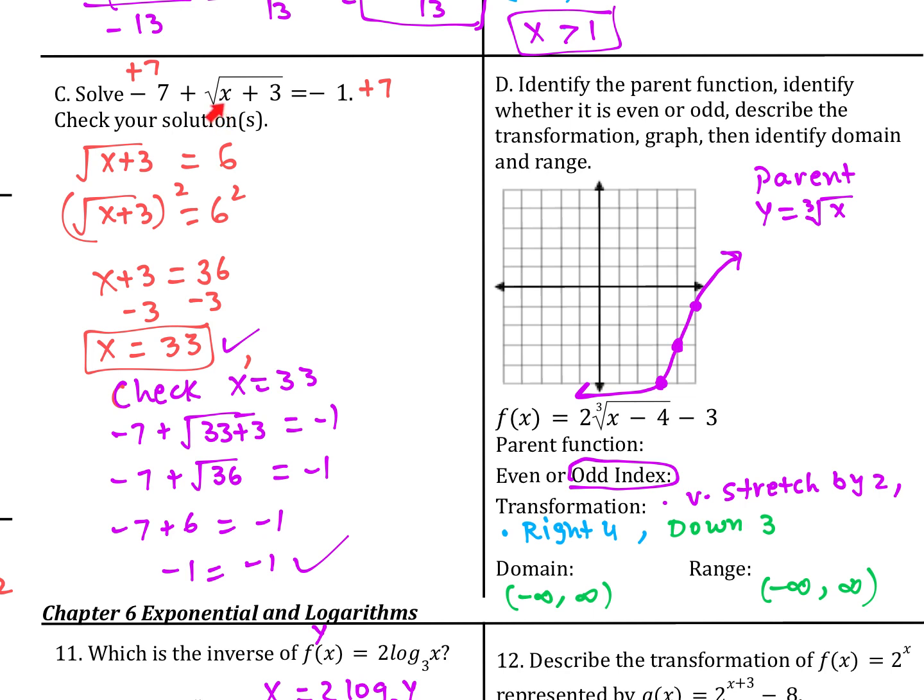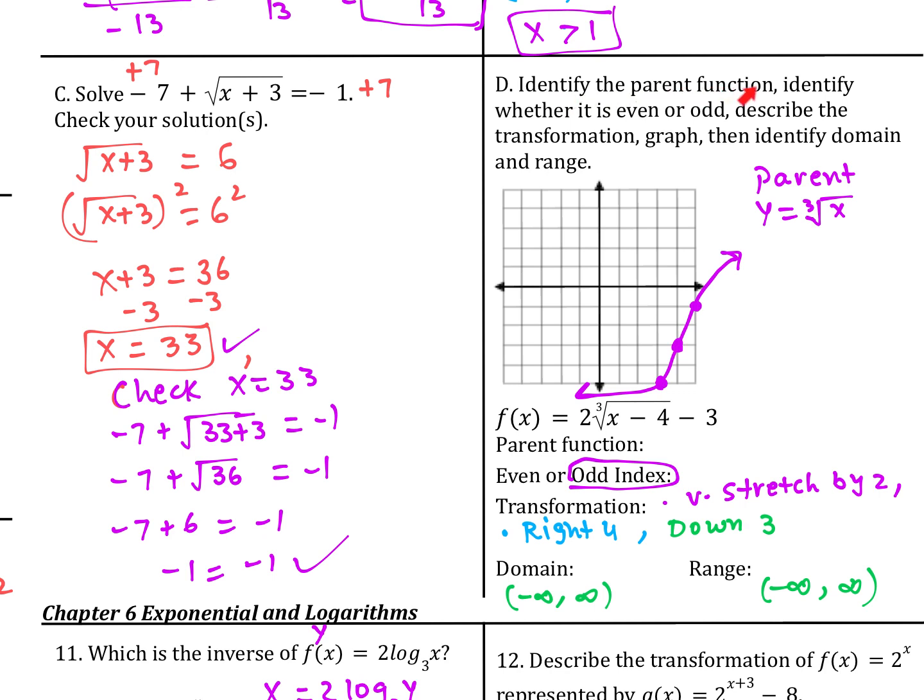Next is solving for x, which is a square root of x plus 3, plus 7 on both sides. You got square root of x plus 3 equals 6. Take the square on both sides. The square and square root cancel. We got x plus 3 equals 36. Minus 3 on both sides. X equals 33. When it says check the solution, you get the x value and plug it in for x in the given equation. And you got the answer, which is true.